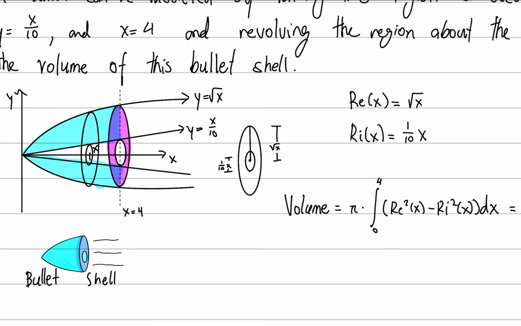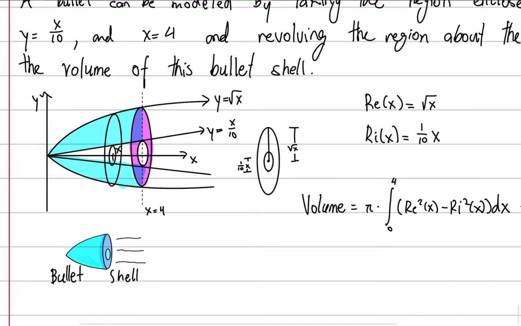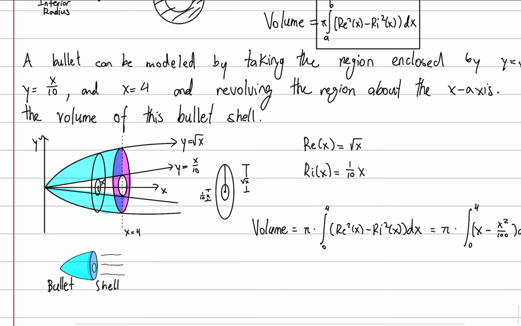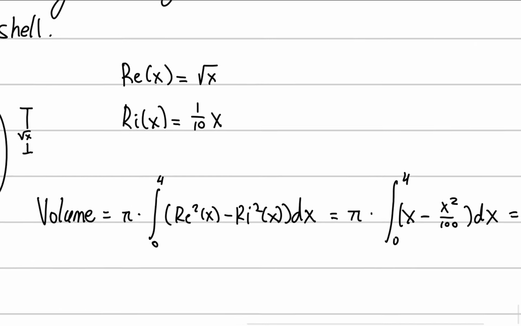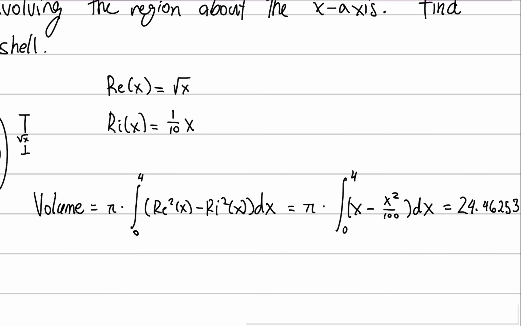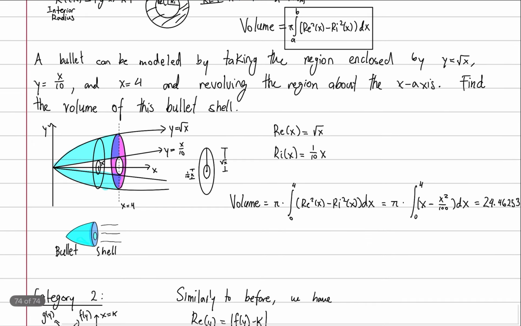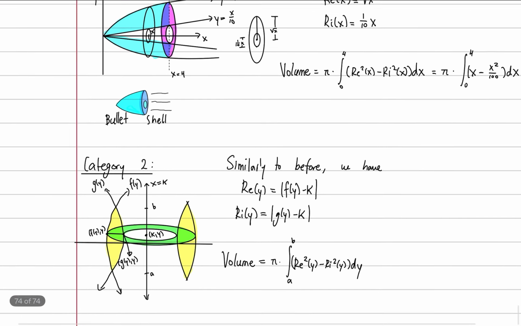And now it's a straightforward application of the formula. Obviously, we're going from 0 to 4 because it says x equals 4. So we plug into our formula, we plug it into our calculator maybe, or we solve it by hand. Either way, we should get something around 24.46253. And if not, be sure you can get to that answer, right? And now we're going to move on to category two.